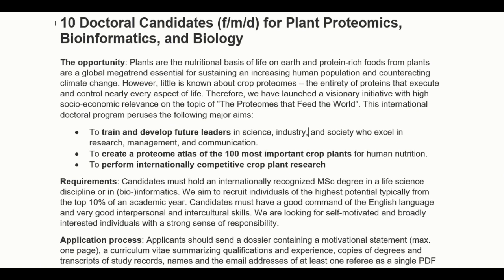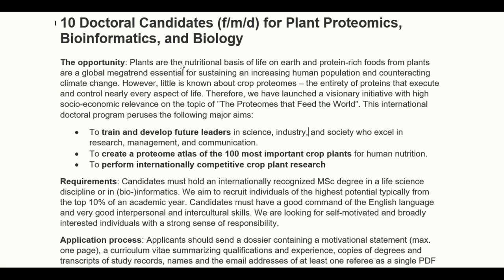First of all, they have introduced the opportunity to the readers, so that the candidates reading this document can get to know what the requirement is and what the project is. This opportunity explains that this will be based on plants. They have talked about plants as the nutritional basis of life on Earth, and protein-rich foods from plants as a global mega trend, essential for sustaining and increasing the human population.